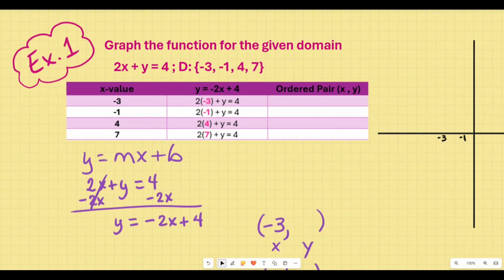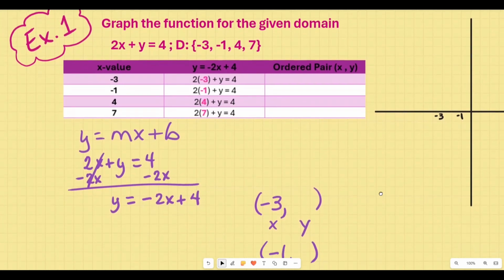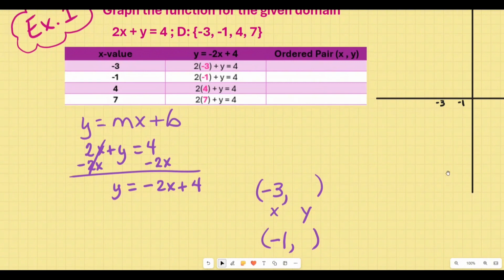So what I'm doing now is I'm looking at my second column here. And instead of having an x here, I'm going to replace it with each one of those values they gave me for my domain. So I'm just going to do the first 2, and then I will just show you what the other answer should be as well. So I'm going to replace that x for the first one with negative 3 because that's what I was told in my domain value or set of domain. So once I simplify this, negative 2 times negative 3 is positive 6, and then I'm adding 4 to it. So once I simplify that, 6 plus 4 is 10.